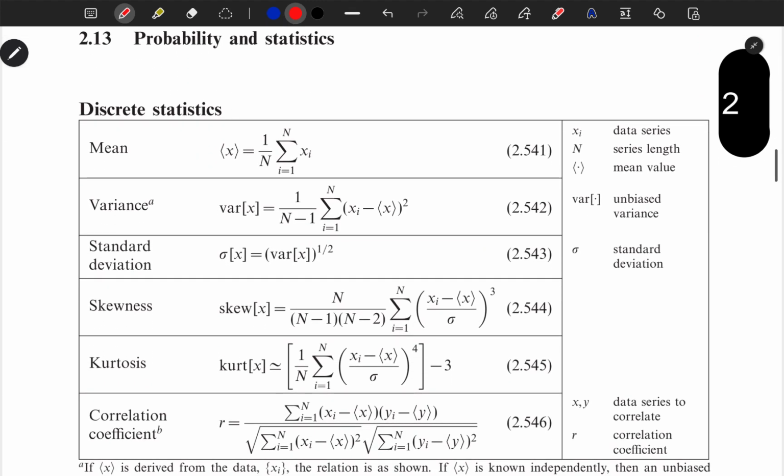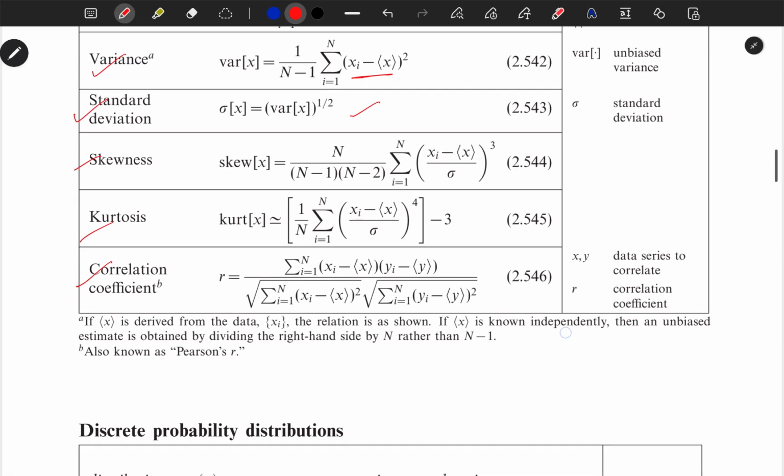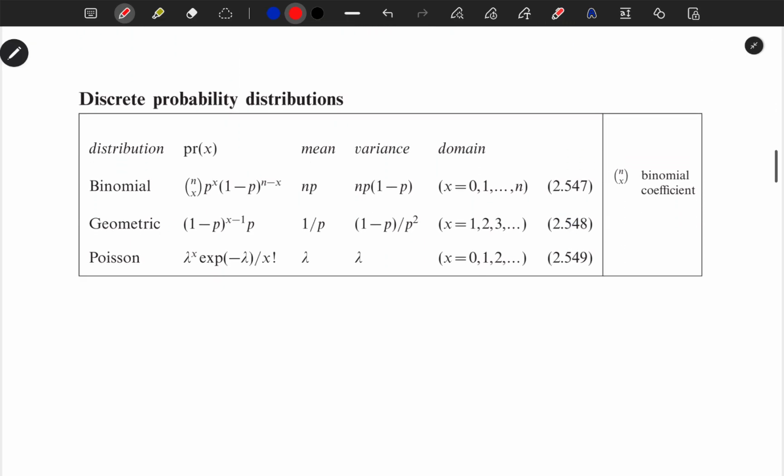Probability and statistics: mean, variance is the average of the squared difference from the mean. Standard deviation is the square root of variance. Skewness, kurtosis, correlation coefficients. Discrete probabilities: binomial distribution, we have already seen. The mean is np, variance is np times 1 minus p.